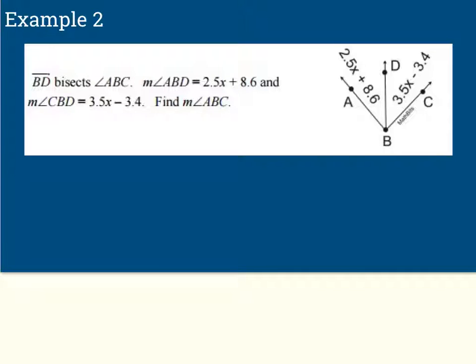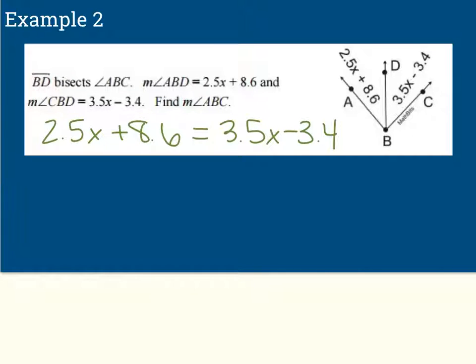All right, let's look at this example. We have ray BD bisects angle ABC, and we have that ABD, it's already written there for us, is equal to that, and CBD is equal to 3.5x minus 3.4. So if that is an angle bisector, then we can say that 2.5x plus 8.6 is equal to 3.5x minus 3.4. Okay.